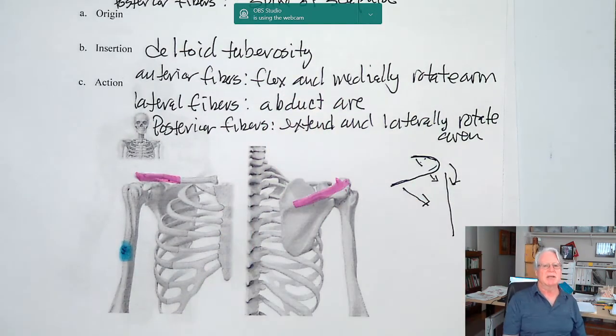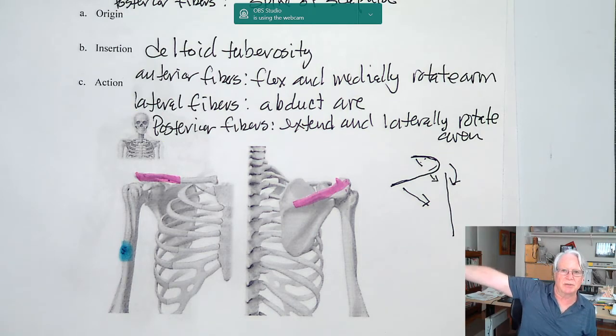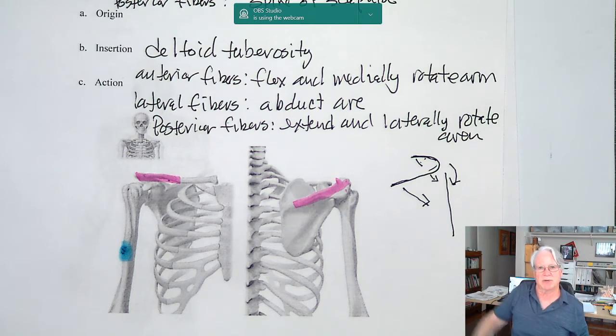Flexing the arm is this motion right here. So I'm bringing the arm up because that's these fibers right here. And I can also do that medial rotation. Both of those things are coming from the anterior fibers. The lateral fibers are the abduction of the arm, which is coming straight out this way.